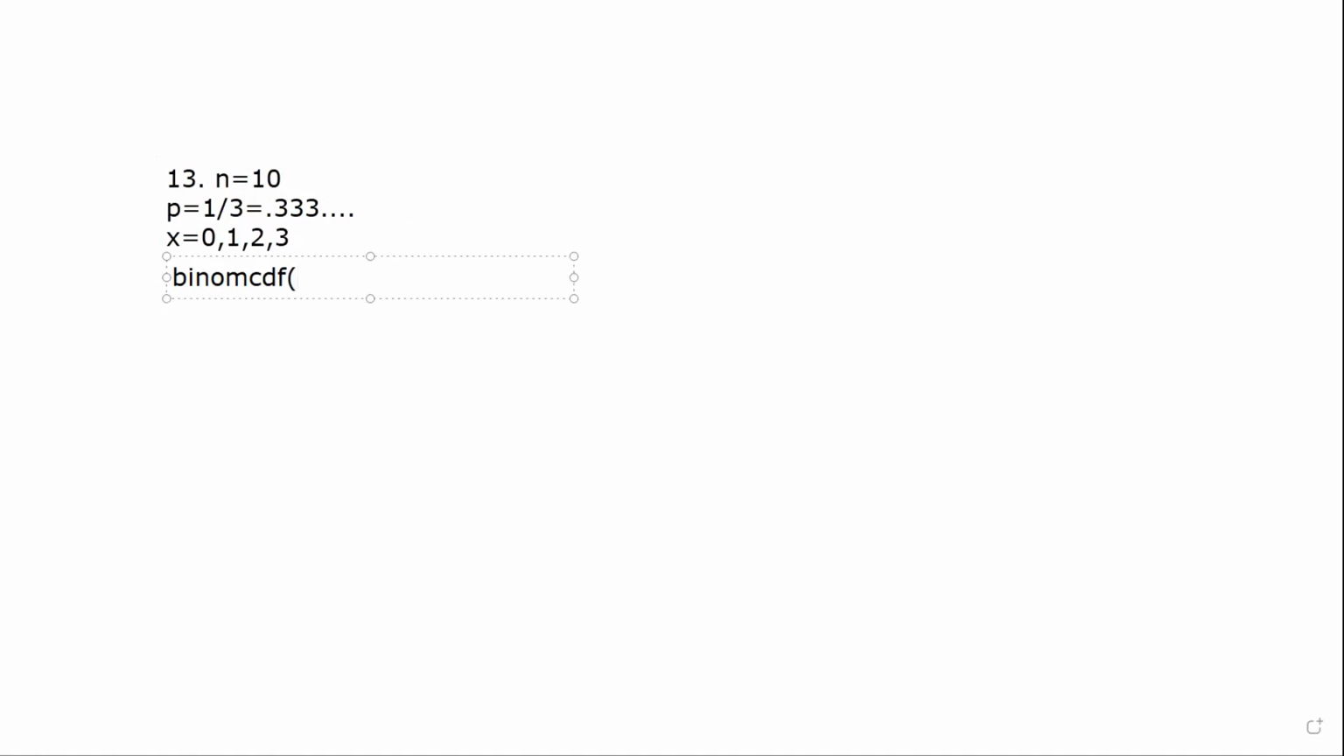N is 10. P is, I'll write the fraction here, 1/3. And my X, I want to go all the way up to three, at most three. So let's do this. Let me get a new share. I need to open the calculator first. So bear with me for a minute while it opens. There we go. Here's my calculator.